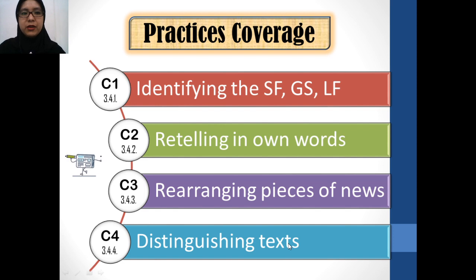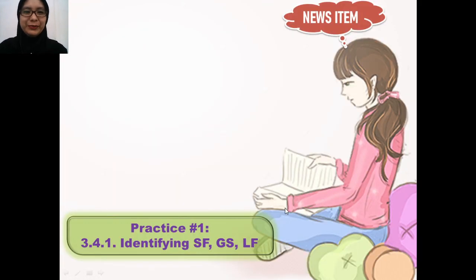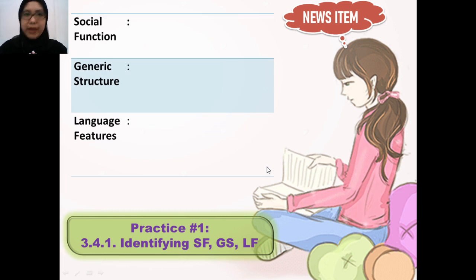What do you think? Do you think you can make it? Yes. You should be able to do everything here, okay? I'll show you how, don't worry. Now, practice number 1, the easiest level, which is to identify social function, generic structure, and language feature over here. What do we have here? It's a blank table, social function, generic structure, and language features. Alright, once again, let's mention the social function, number 1, number 2, and number 3. Okay? Number 1, number 2, and number 3. Social function. Okay, let's go.